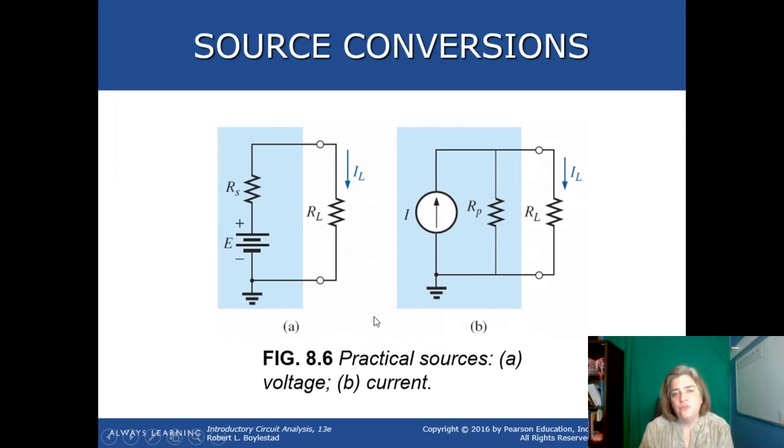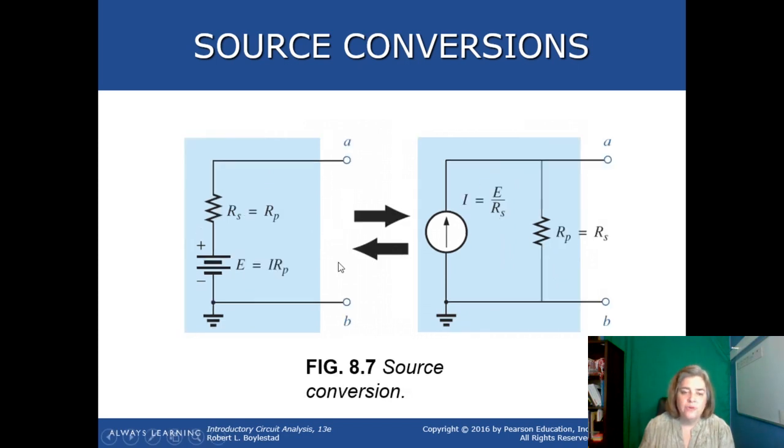Now sometimes it's useful to convert a voltage source to a current source, or a current source to a voltage source, depending on what else is going on in the circuit. If we have multiple sources, sometimes it's helpful to do this. Turns out it's very easy to do this. Most voltage sources have a series resistance. That is the actual internal resistance of the voltage source. And current sources are modeled with a parallel resistance. So you have to have either a series resistor with the voltage source or a parallel resistor with the current source in order to make this source conversion.